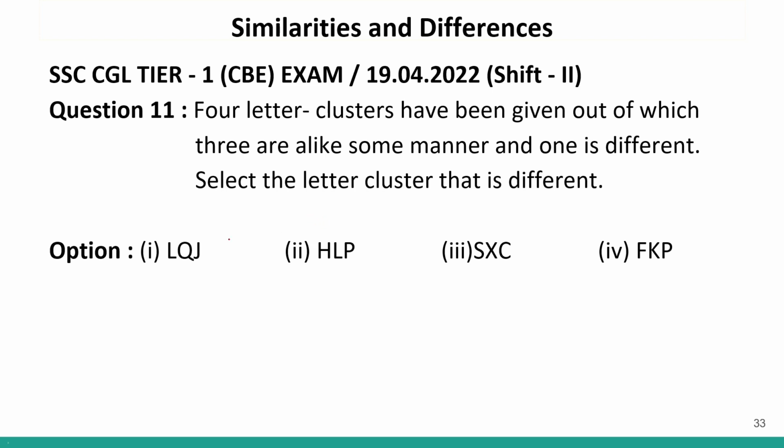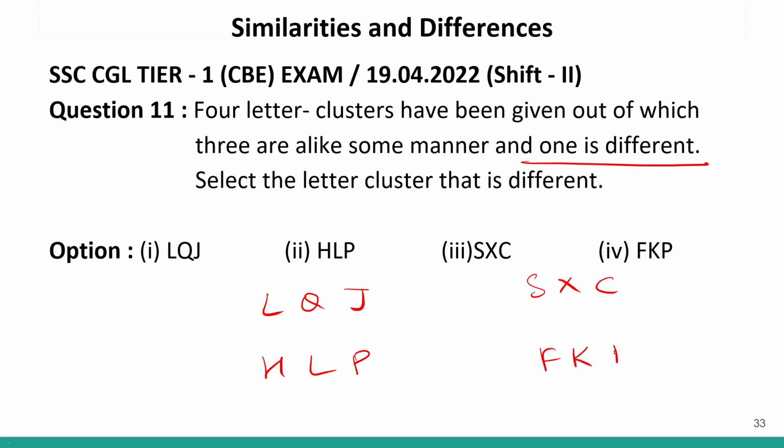Now, again a question of identifying which one is different. To solve such questions, we treat them as different series and answer. So first is LQJ, then HLP, then SXC, and FK, and then P. Here I can see L is at position 12, Q is at 17th and J is at 20. Q and J, if you know, are opposite letters.